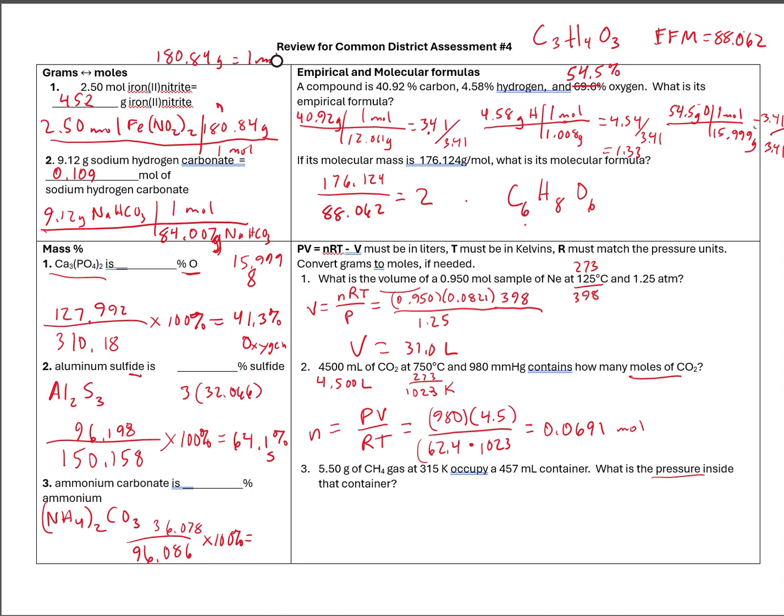And now, our last one, we're solving for a pressure. That means we're just going to have to pick whatever R value we like, and then it'll dictate what the pressure units will be, since it didn't tell us what pressure units to use in the problem. So, pressure is equal to nRT over V. We're going to have to turn our 5.50 grams into moles.